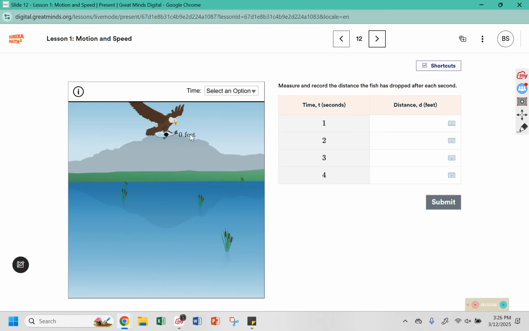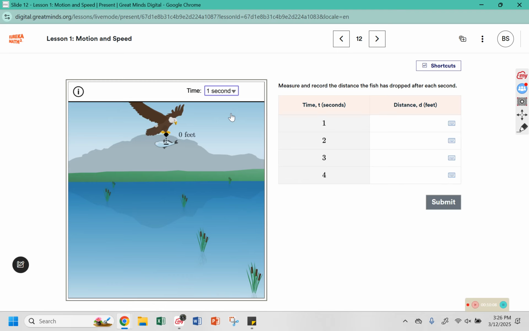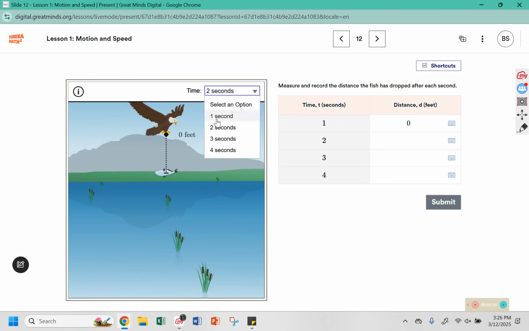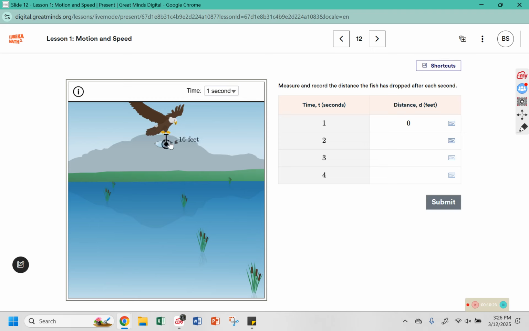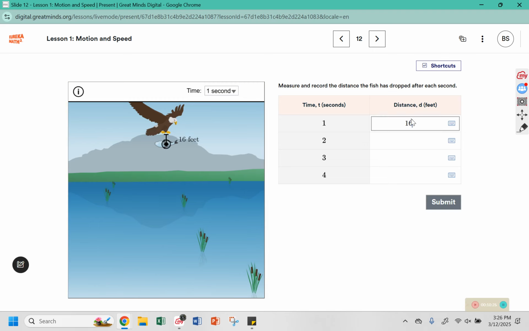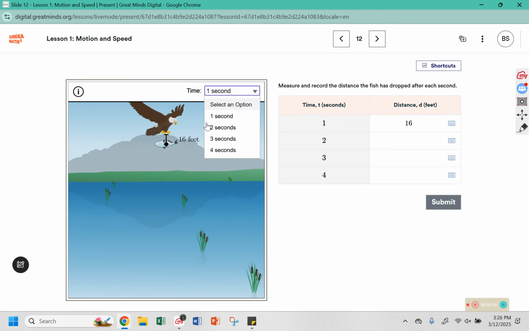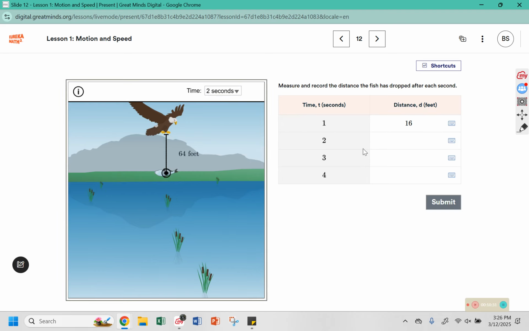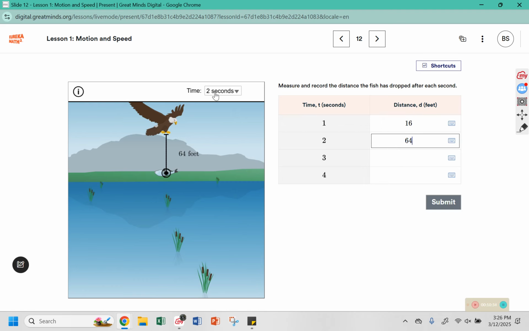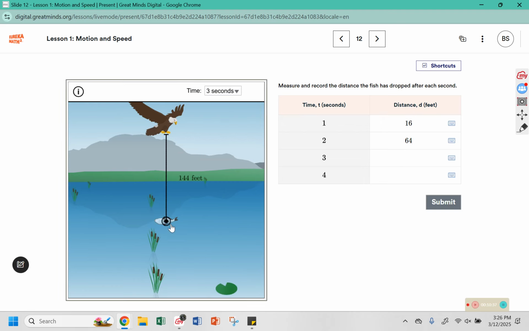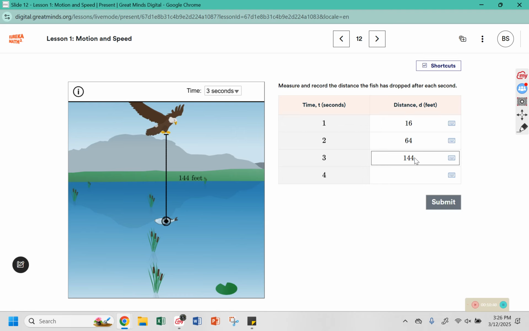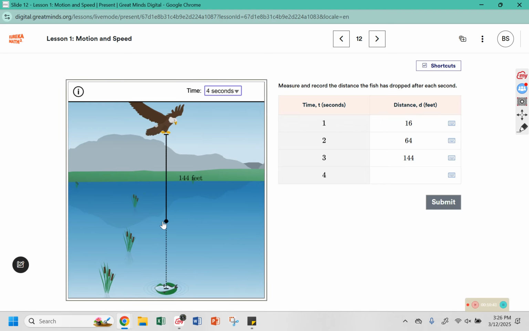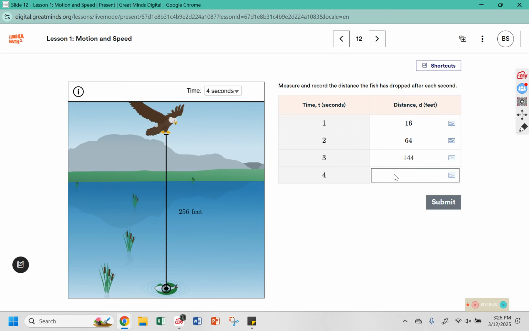So at 0 seconds, it's dropped 0 feet. At 1 second, it still says that distance is 0. Never mind, I gotta measure. It has dropped 16 feet. In 2 seconds, it has dropped 64. In 3 seconds, the fish has dropped 144. And after 4 seconds, the fish has dropped 256 feet.